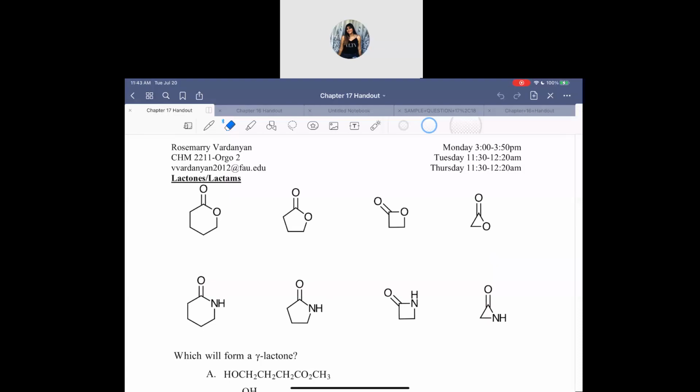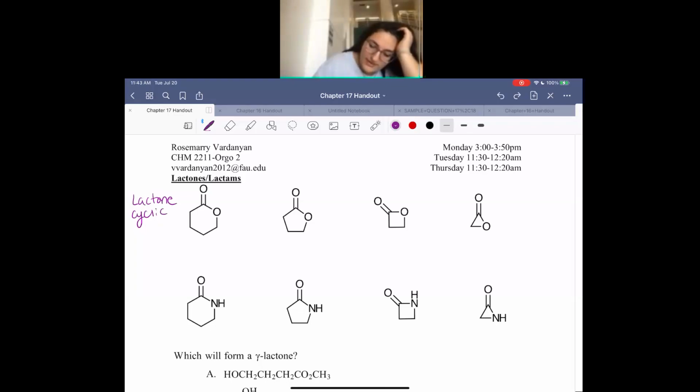So those are really fun. A lactone is a cyclic ketone. I'm so dumb. Oh my God, sorry. It's a cyclic ester. And a lactam is a cyclic amide. So the way I remember this is lactam is an amide. Lactone has an O in it. So it's an ester.